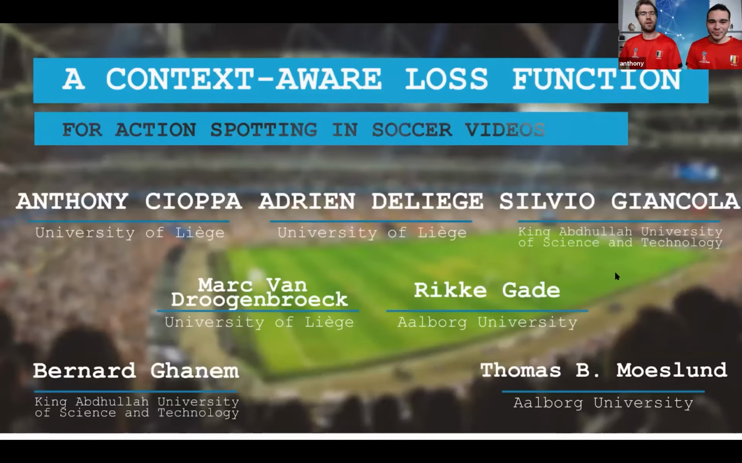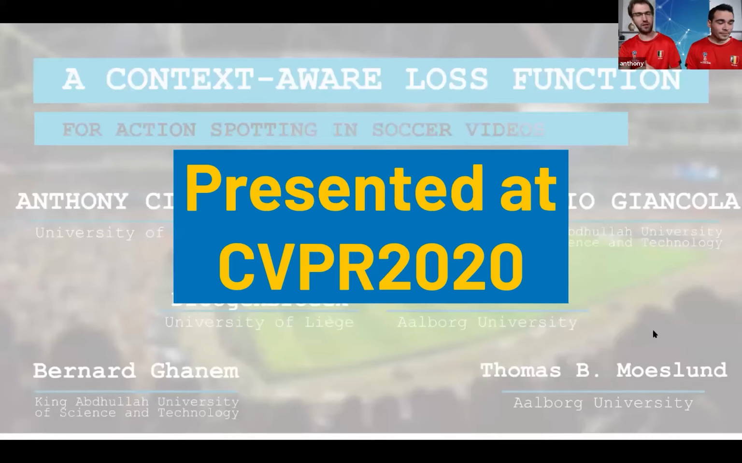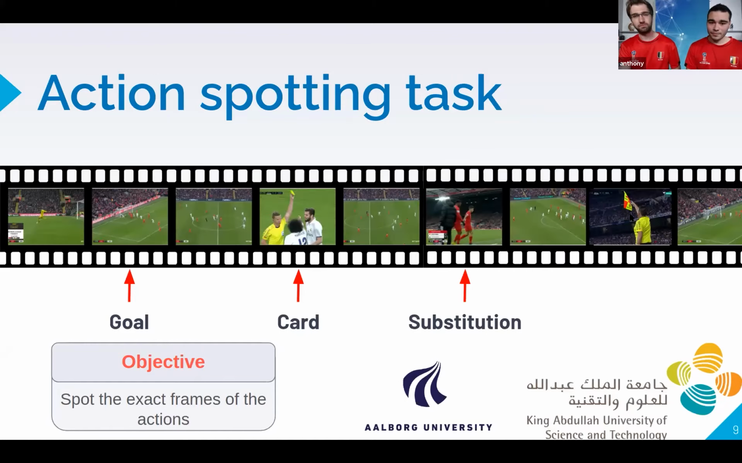All right, so as advertised, today we are going to present CALF, a context-aware loss function for action spotting in soccer video. This is a paper that we presented last year at CVPR at the main conference. I will present the method here, and then Anthony will present the code that we implemented, upon which we built our baseline results for SoccerNet-v2, and that you can also reuse.